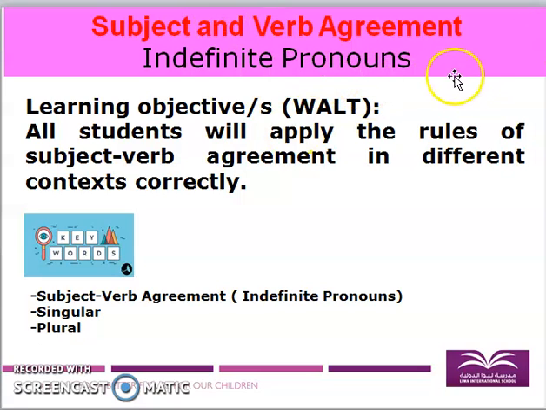Subject and verb agreement, indefinite pronouns. Learning objective. All students will apply the rules of subject and verb agreement in different contexts correctly. Keywords: subject and verb agreement, indefinite pronouns, and singular and plural.